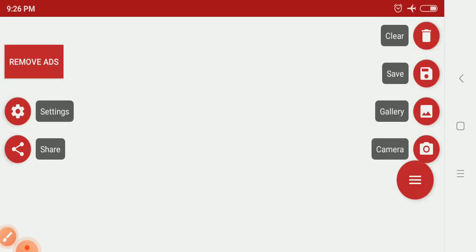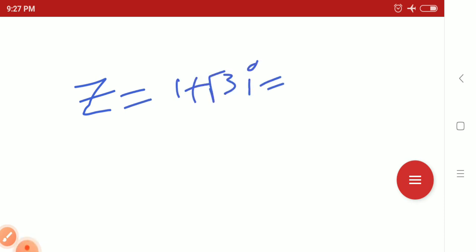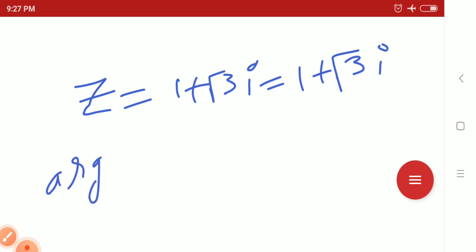Let's change the topic and find a principal argument. Principal argument means, suppose we have a complex number 1 plus root 3 iota. Now capital Arg z means principal argument. Now we have to find the principal argument here.